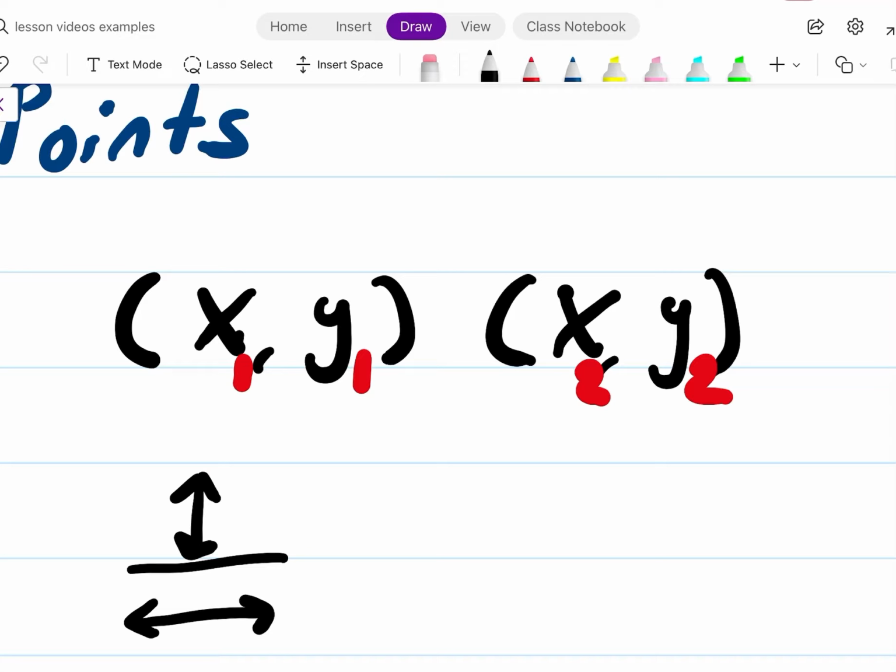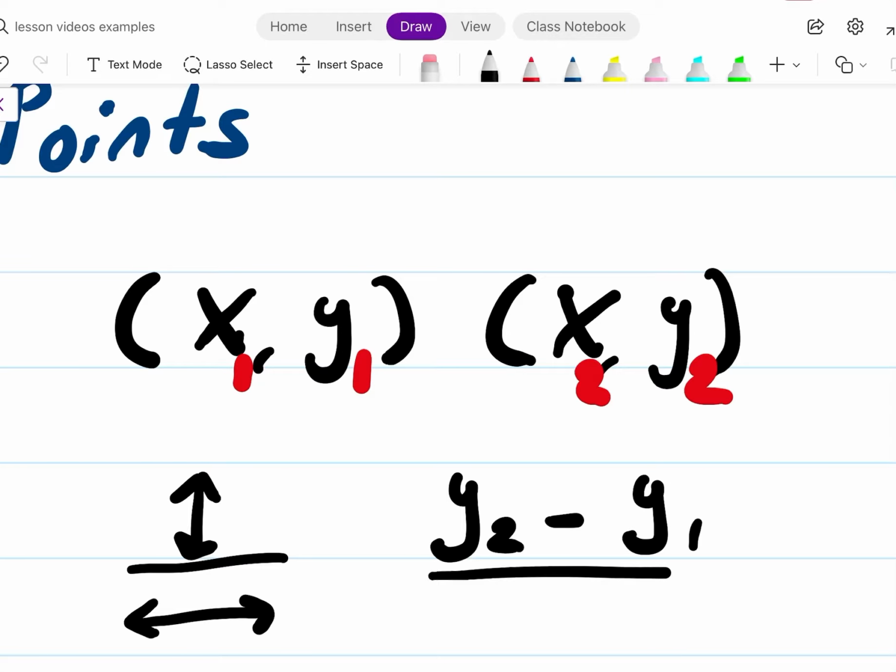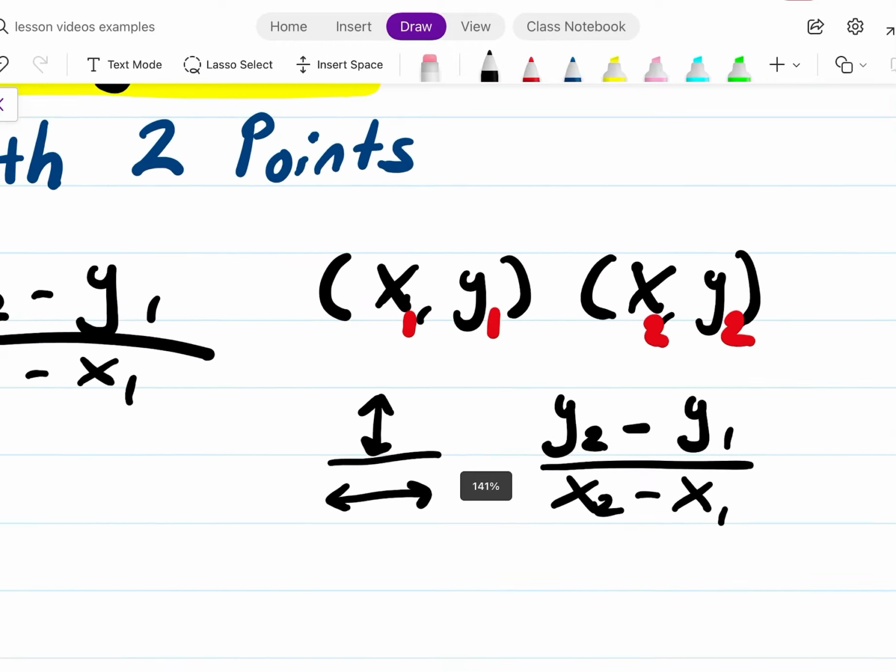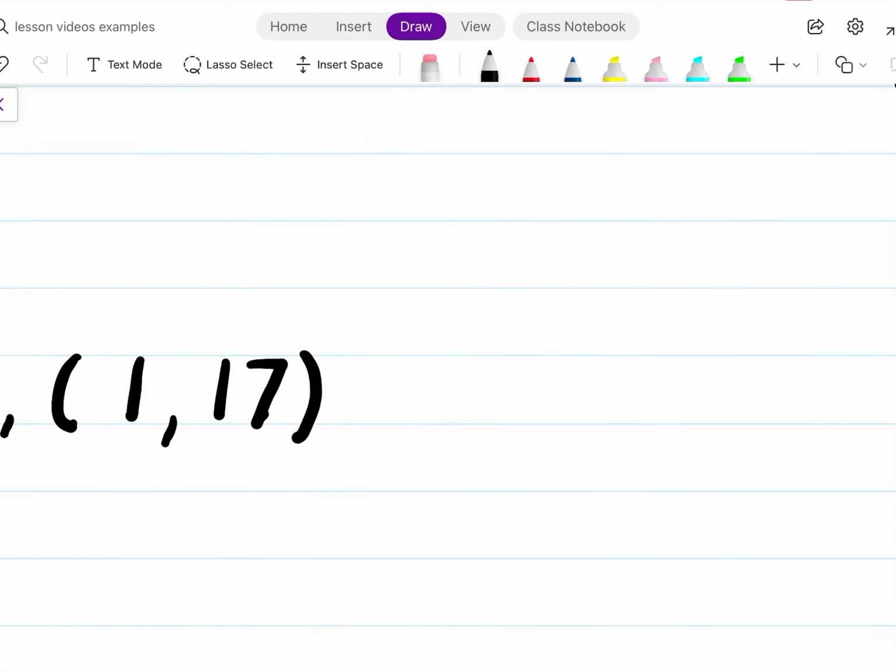That is your rise over run, and the formula that they use for that is y2 take away y1 over top of x2 take away x1. The up and down values deal with the y, the left and right values deal with the x. So let's go ahead and take a point that is given to us and use that formula.